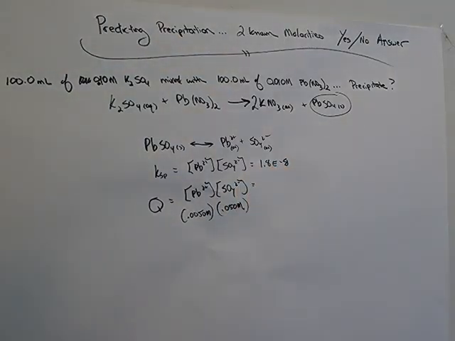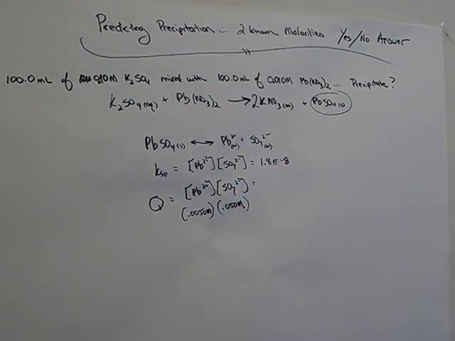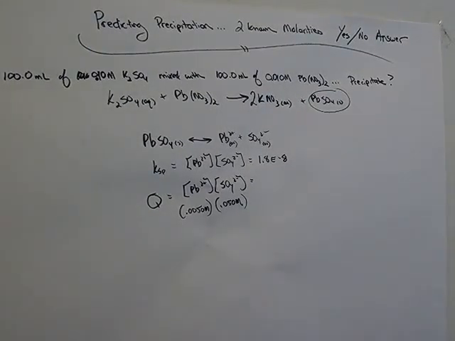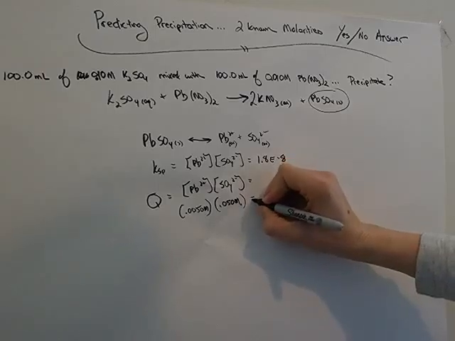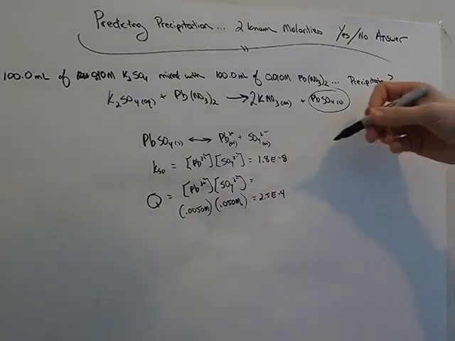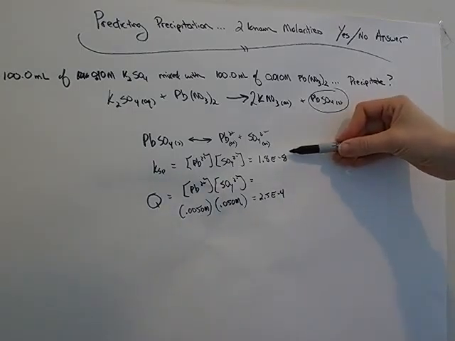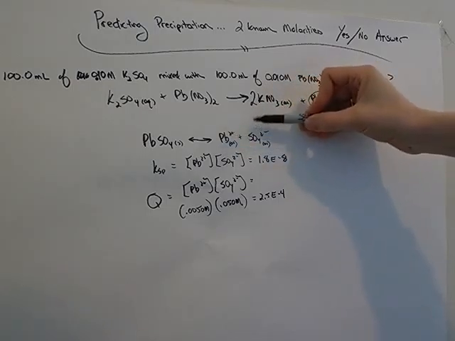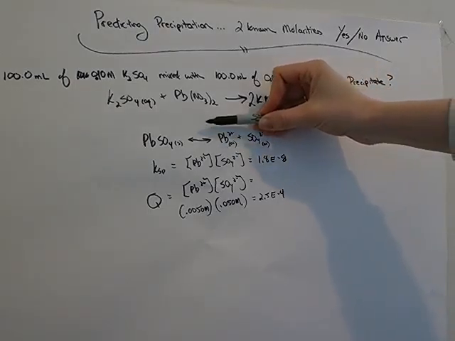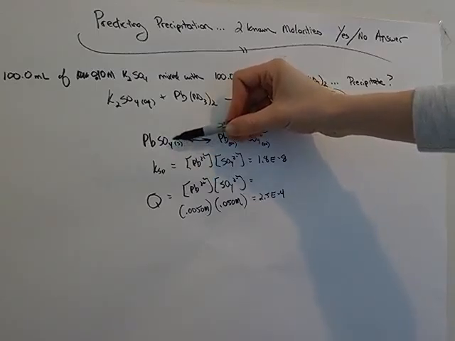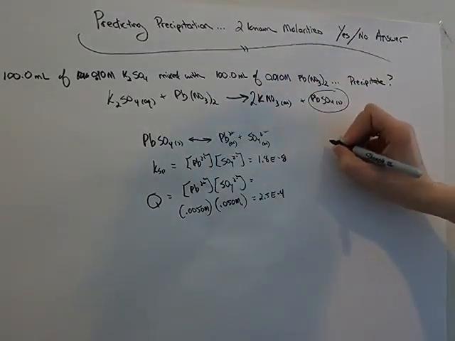Then I can plug this into my calculator and get my Q. And we find that Q equals 2.5 times 10 to the negative fourth. When I compare my Q value to my K value, Q is large. That means too many products, and I know that the equilibrium is going to shift back toward the reactant side. In other words, letting us have more precipitate. So the answer to this question, in short, is yes.